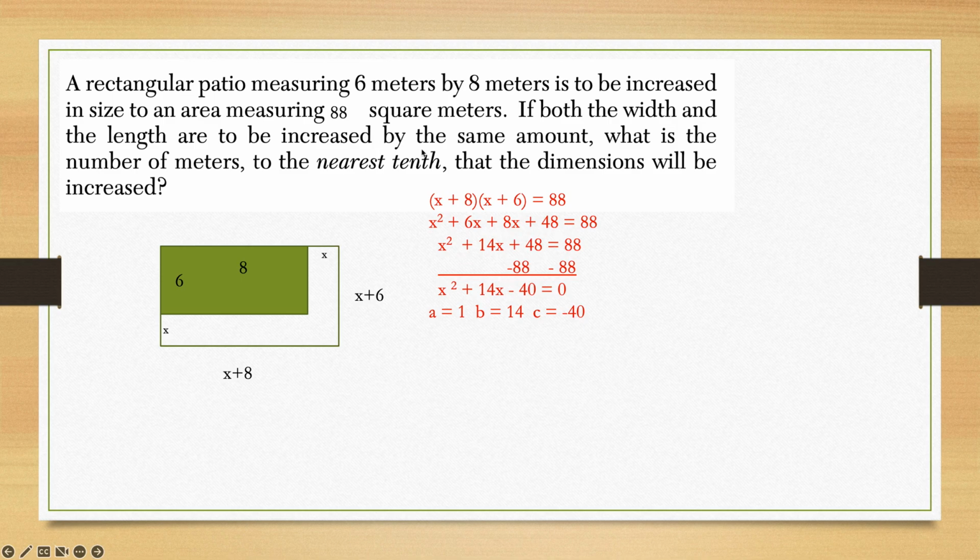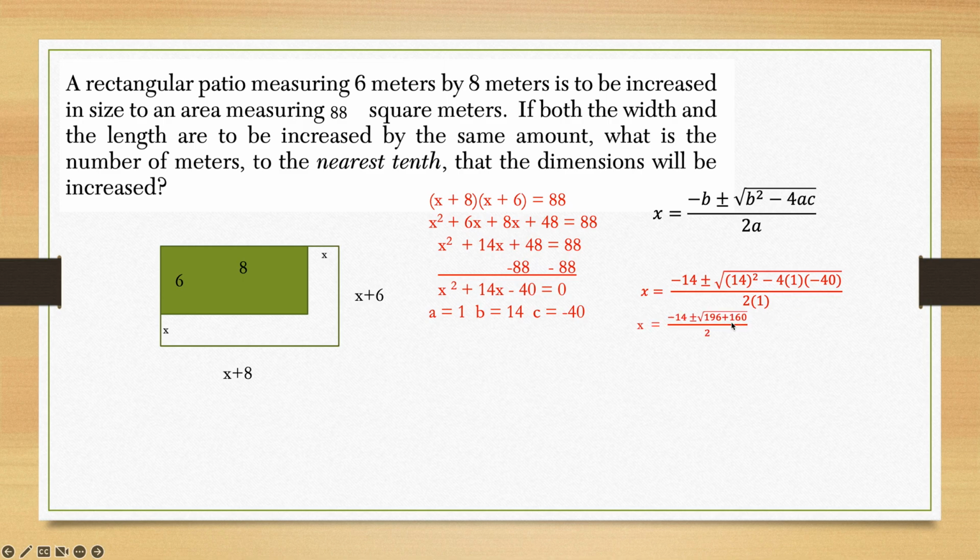And you get the hint here when it says to the nearest tenth that you're going to need the quadratic formula. So don't waste time trying to factor the thing. And that'll give me a is 1 because that's in front of x squared. B is whatever's in front of x, which is 14, and C is the number at the end, negative 40. There's my formula. Substituting in, x is equal to negative 14, plus or minus the square root of 14 squared minus 4 times 1 times negative 40 over 2 times 1.